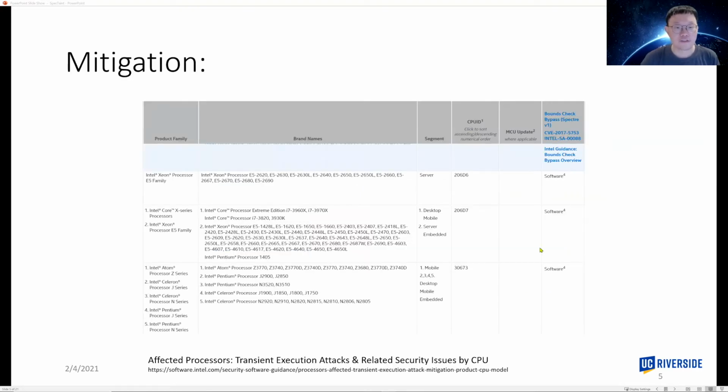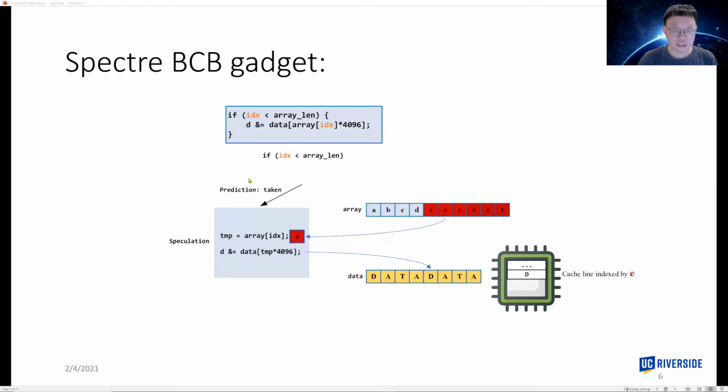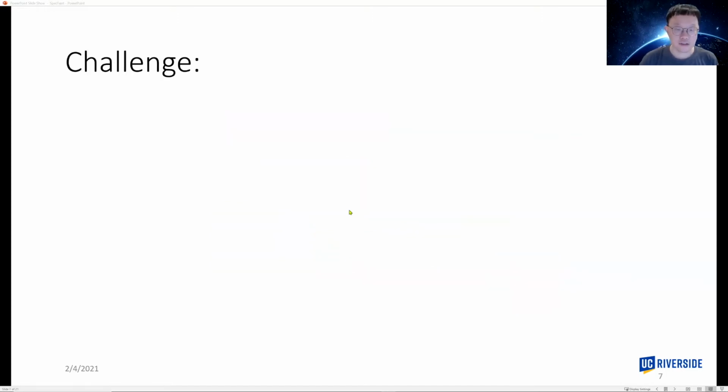Many chip vendors have provided mitigation strategies for Spectre attacks. For instance, Intel shows that Spectre BCB gadget can be mitigated at software level, including but not limited to process isolation, branch masking, and fence insertion. The fence instruction can effectively stop speculative execution after a branch. Here in this example, if we add a fence instruction after the branch, it stops the speculative execution, thereby preventing potential memory leakage. However, the challenge is where to insert the fence instruction.